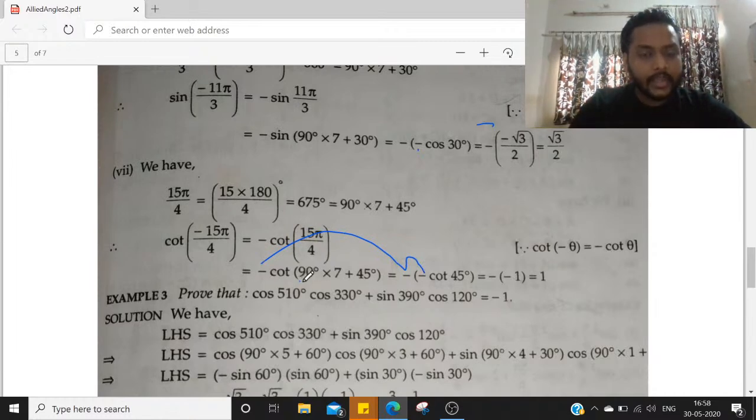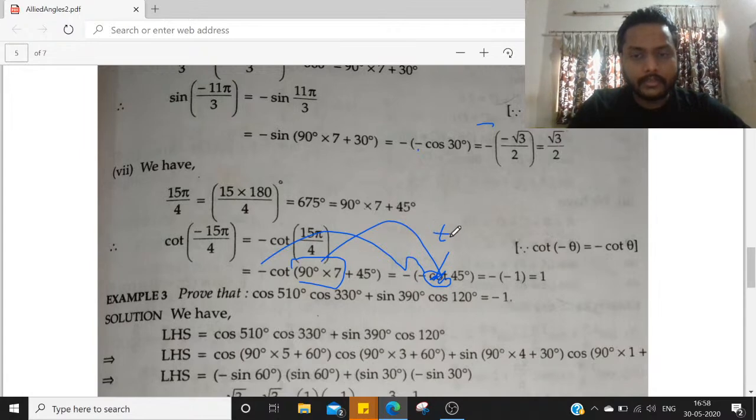Now next is what? I have 90 times 7 because this is the odd multiple. So yahan par hum log cot ko tan karenge. Ye galat hai jo unhone cot ko tan nahi likha. It should be what? It should be tan. Okay? Instead of this cot, it should be what? It should be tan for sure. Yahan pe kya aana chahiye? Yahan pe tan aana chahiye, like this. Okay, so I have minus of tan 45 degree, which will be minus of minus 1. That is equal to plus 1.